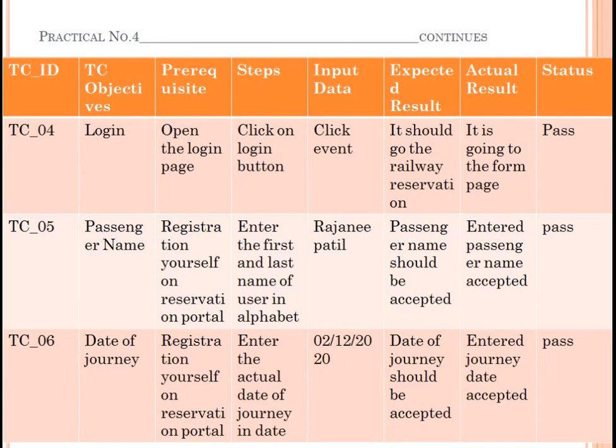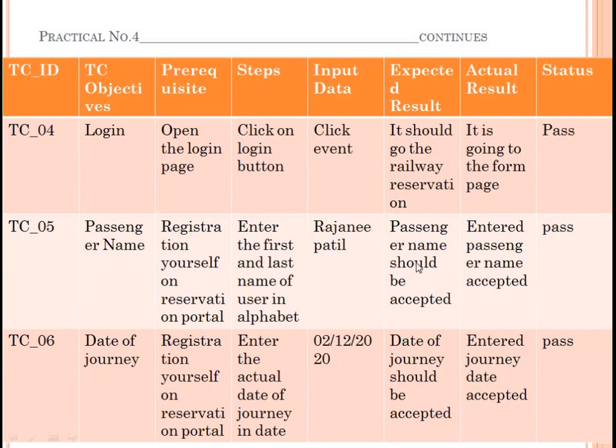Okay, the prerequisite is to register yourself on the reservation portal. Then the step is to enter the first and last name of the user in alphabets. The input data, for example, is first name Rajni and last name Patil. This is only an example.